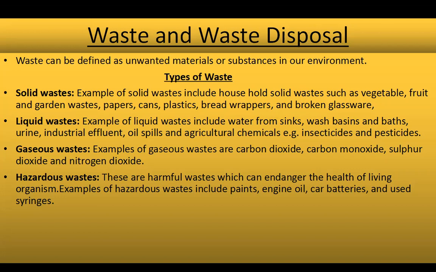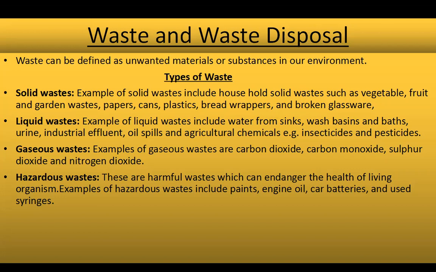Moving on, the second one is the liquid waste. These are the waste that are in the liquid form. So examples of such waste include water from the sinks, that is the wastewater, wash basins, and the bath. Also, urine, industrial effluent, oil spills, and agricultural chemicals, for example insecticides and the pesticides. So all these liquid waste we can get in our environment.